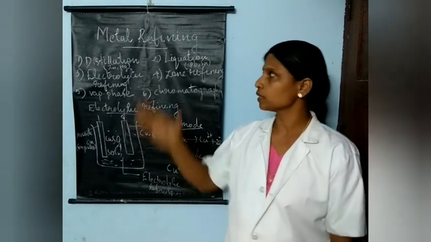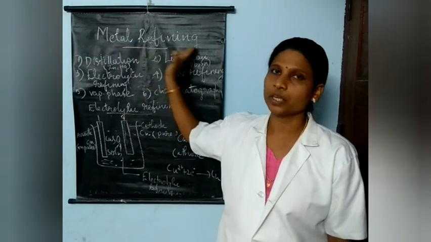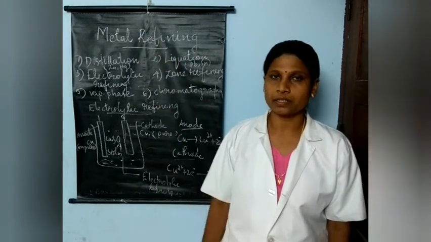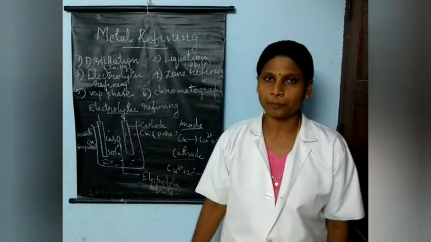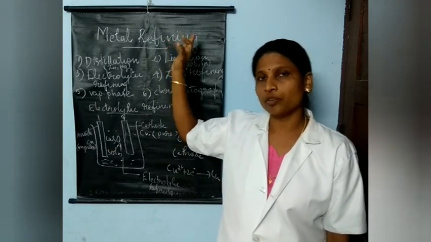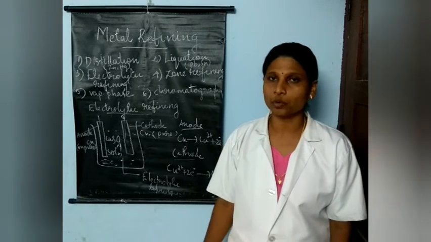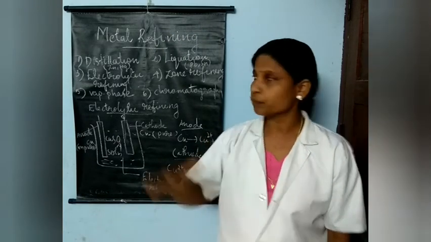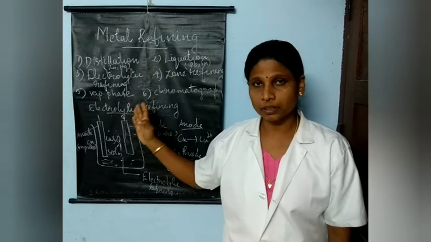In this part we explain metal refining, refining of crude metal. Refining is the process of removing impurities from the crude metal. For removing impurities from the crude metal, we can use different methods.